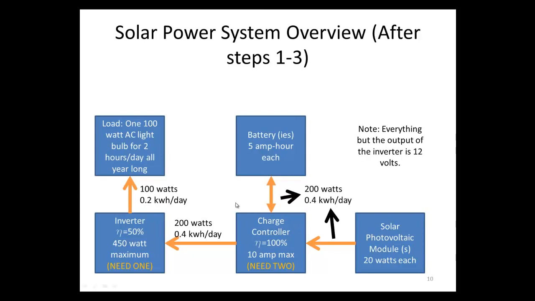So what that means is we need to supply either from the battery or from the solar module that 0.4 kilowatt hours per day. So that's what we're going to talk about next, is how we can do that.